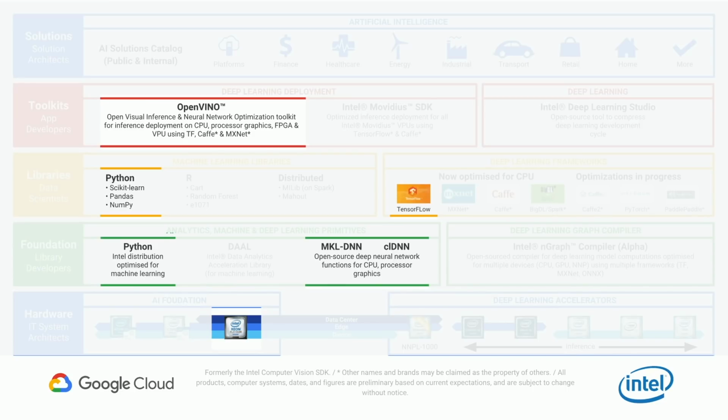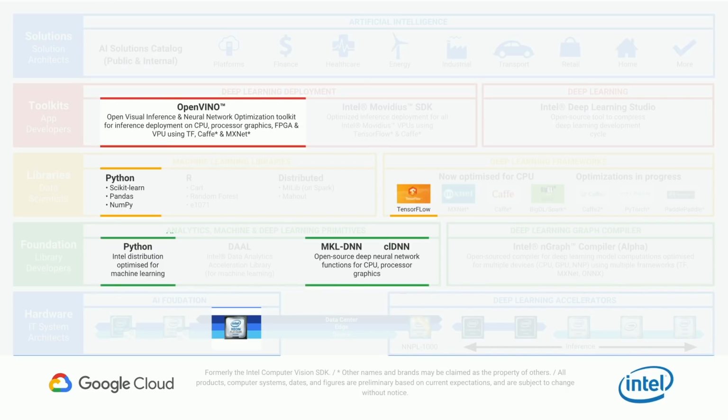Let's start with Intel Xeon processor, which is the foundation of our AI solutions, especially in GCP. We will be talking about some of the improvements in the latest generation of Xeon CPU and how that would translate to better performance for your AI application.